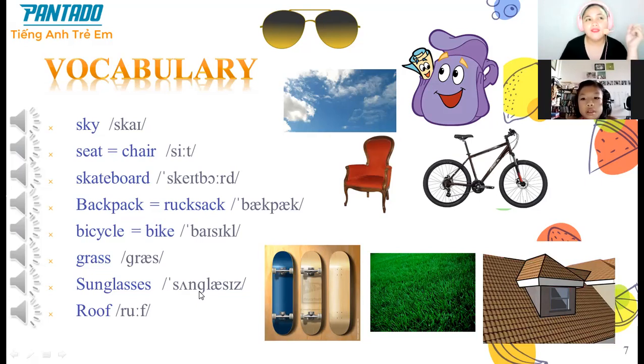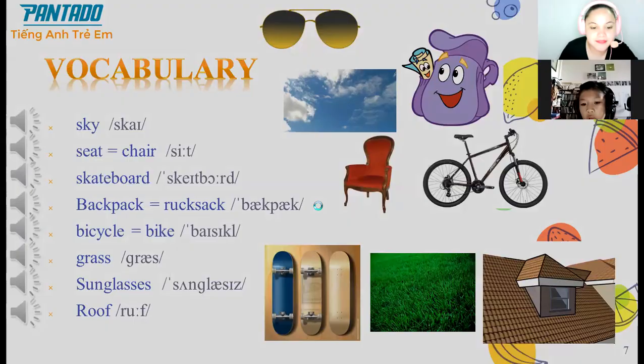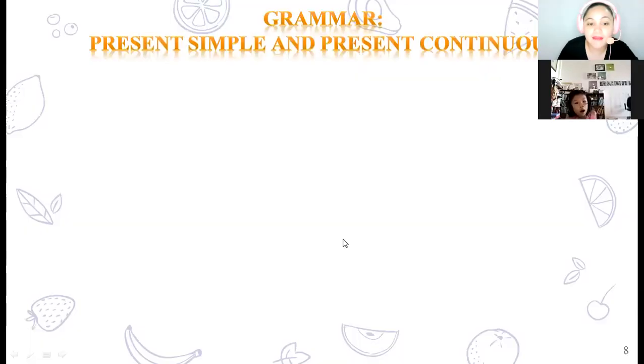So why do you think all the houses have roofs? Because it keeps out the sun, rain, and wind. Yes, very good. Because it is a protection from the sun, from the rain, and from the wind. Okay, very good, Anna. So now let's talk about present simple and present continuous. Do you want to write it down? Yes. Okay.